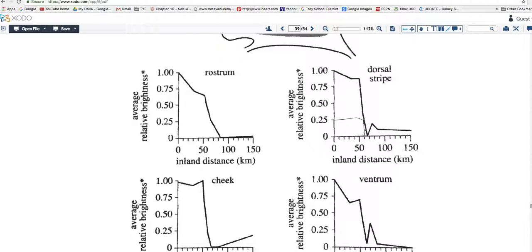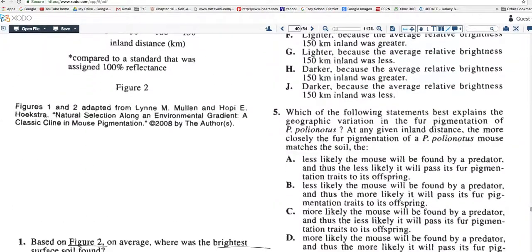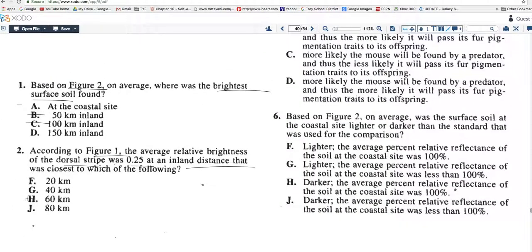Good. So I'm just going to follow that down right here. If I go up 0.25, draw that right over to my line. That's around 60. Good. And which answer choice is that? That's H.